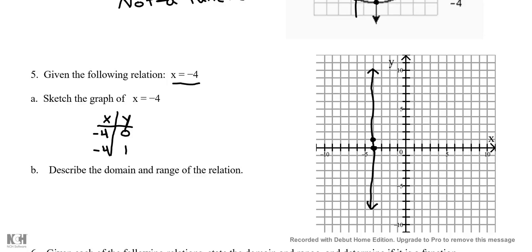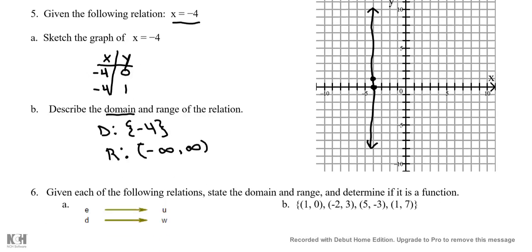The domain and range, well, the domain, remember, is all possible x's. My equation tells me that I only have one possible x. And my graph is also not going left or right at all, so I know it's just a single number, -4. My range, however, since I have no limitations on my y, it goes down forever and up forever. So all possible y values, -infinity to infinity.